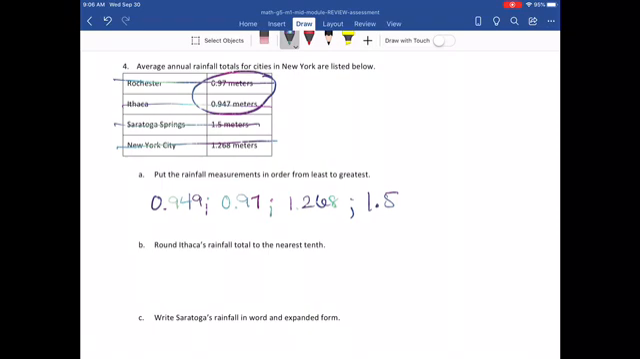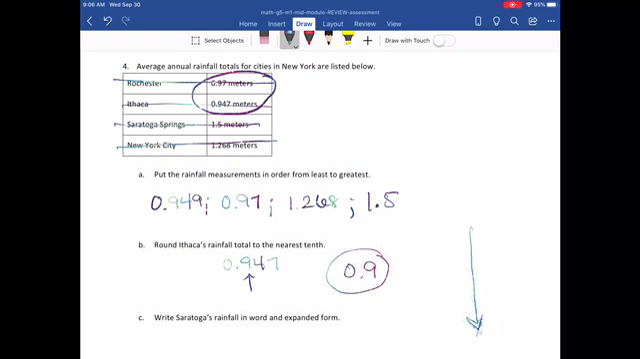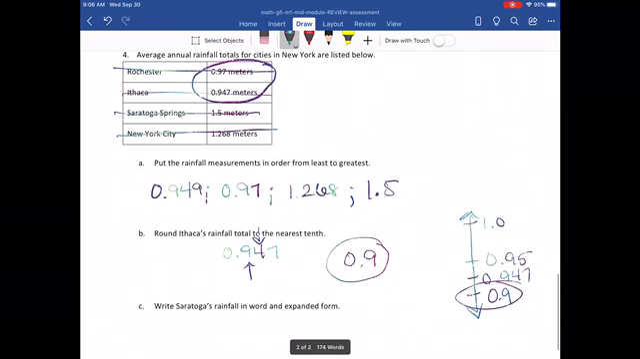Round Ithaca's rainfall total to the nearest 10th. So Ithaca is 0.947. We are rounding to the nearest 10th. If I look to the hundredths, 4 hundredths is less than 5 hundredths. So I round this down to 0.9. Again, you could have used a number line if you wanted to. Our 10th was 0.9. The next 10th is 1.0. Halfway between those is 0.95. We have 0.947, so that's below it. So we rounded down.